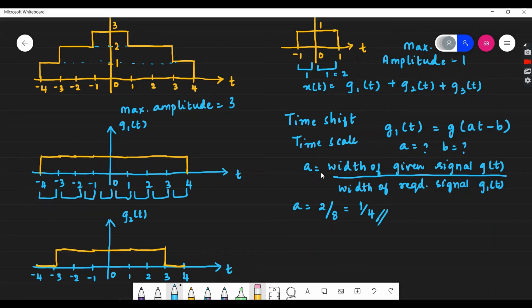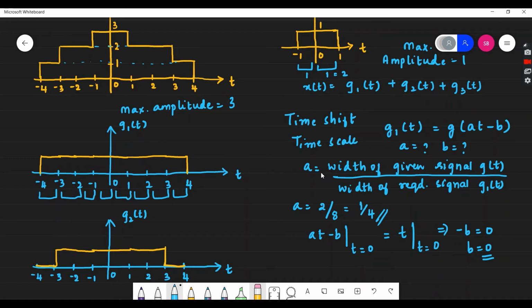Similarly, I need to calculate the value of the constant B. To calculate it, I will consider arbitrary values: AT minus B at T is equal to the center point of this G1 of T signal. What is the centermost point of this G1 of T signal? It is equal to 0. So AT minus B is equal to 0, and T is at the center point of this signal. The center point of this signal, from minus 1 to 0 to 1, is also 0. So AT minus B, when T becomes equal to 0, A into T becomes 0. So it is nothing but minus B equal to 0, or B equal to 0. So now the constant A is 1 by 4, and the constant B is 0.